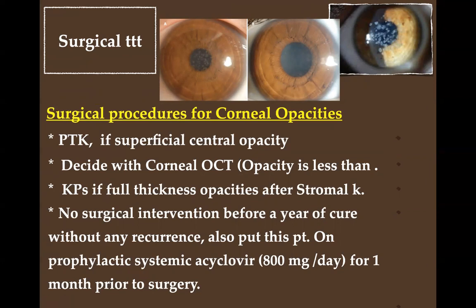Also, I have to say here that we can go for deep anterior lamellar keratoplasty if the opacity is still away from the Descemet. After estimation or identification of the depth of the opacity, we can decide for DALK or for penetrating keratoplasty. No surgical intervention before a year of cure and no recurrence at all. Also, put this patient on prophylactic systemic acyclovir, 800 milligrams a day for 1 month prior to surgery and then after the surgery as well.